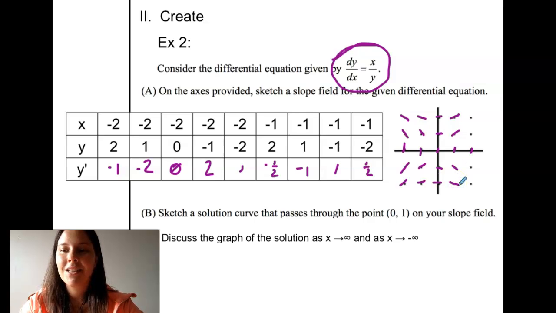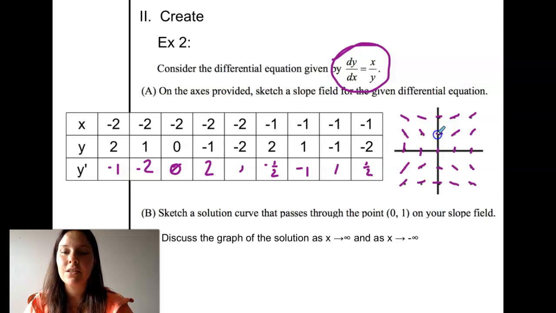And our last column, 2 divided by 2 is 1. 2 divided by 1 is 2. 2 divided by negative 1 is negative 2. And 2 divided by negative 2 is negative 1. So again, just sketching those slopes with mini lines as best you can. Obviously, I'm not looking for it to be too accurate. I'm looking for the general shape to be what it should be.